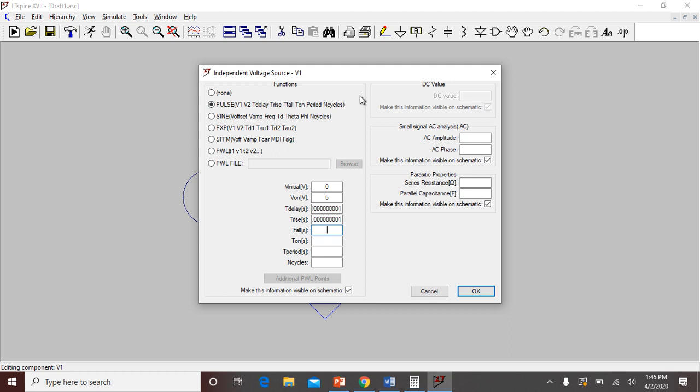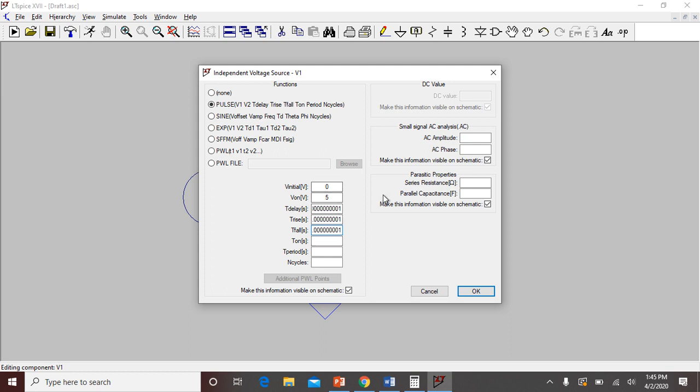Since switching always takes some minute time, the rise time takes some time. Similarly, fall time: coming from 5 volts to 0 volts, since it's a periodic waveform, takes some time. This time is called T fall, and we will again take this time as very minute. Okay, the next thing is T on.